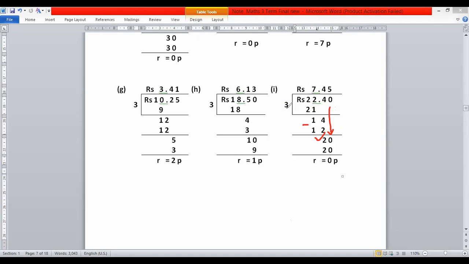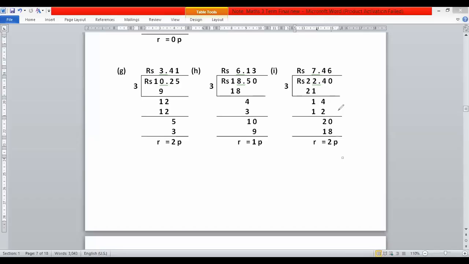So we count the table of 3. So here 3 sixes. Here 5 is a typing mistake. So you have to write 3 sixes are 18 here. So 20 minus 18, remainder is 2. Dear students, here there was a typing mistake and I have corrected.